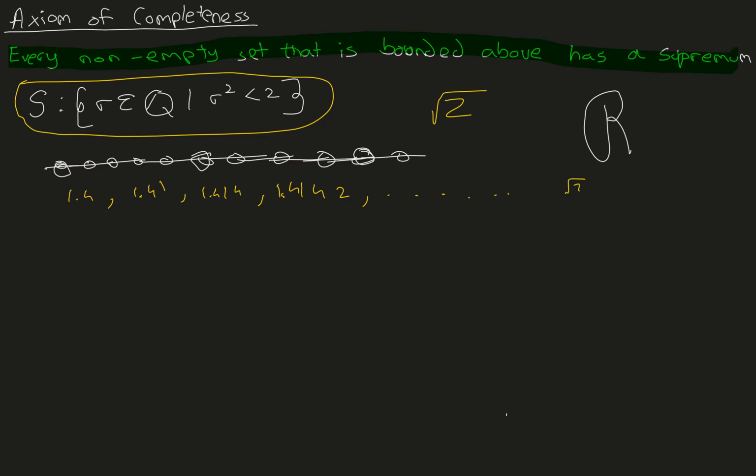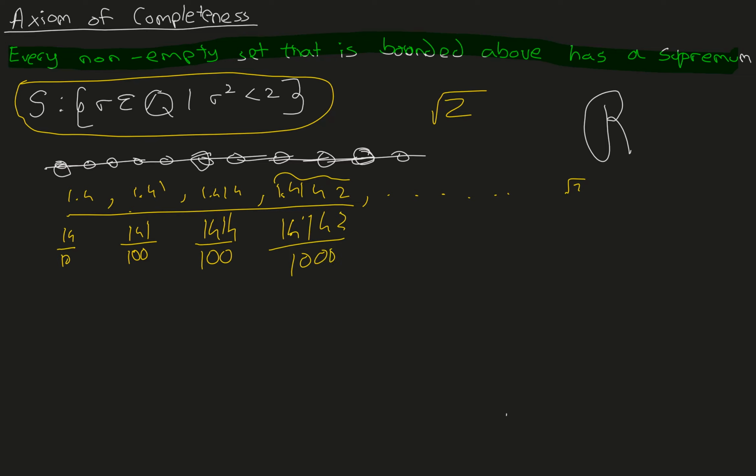All of these can be expressed as fractions. This can be expressed as 14 over 10. This can be expressed as 141 over 100. This can be expressed this way, and this number can be expressed like this. So we see that all these are rational numbers.